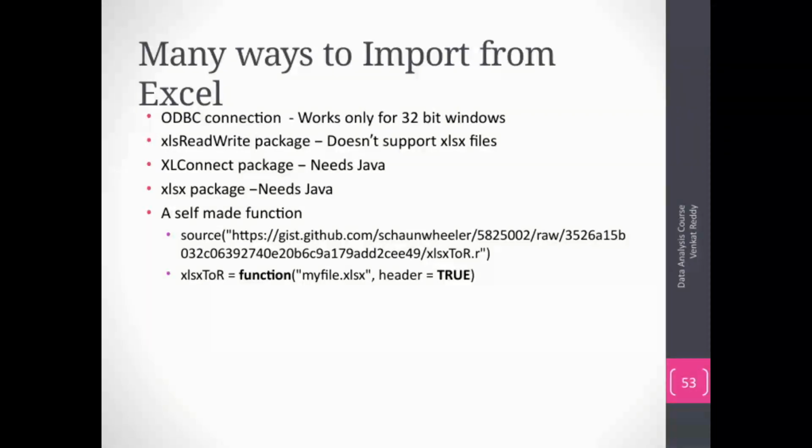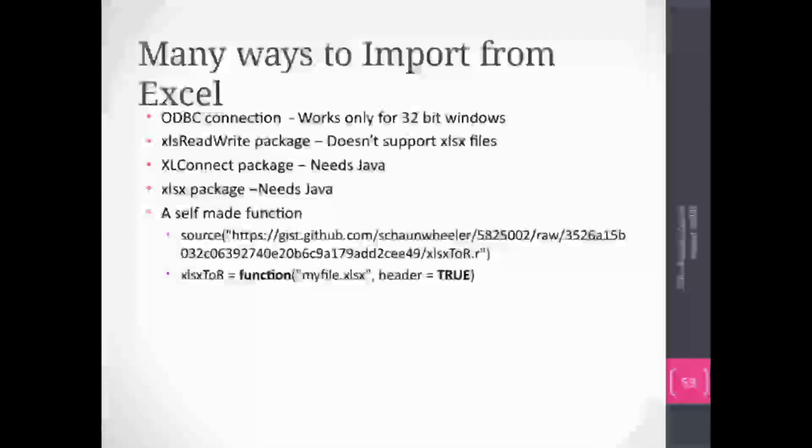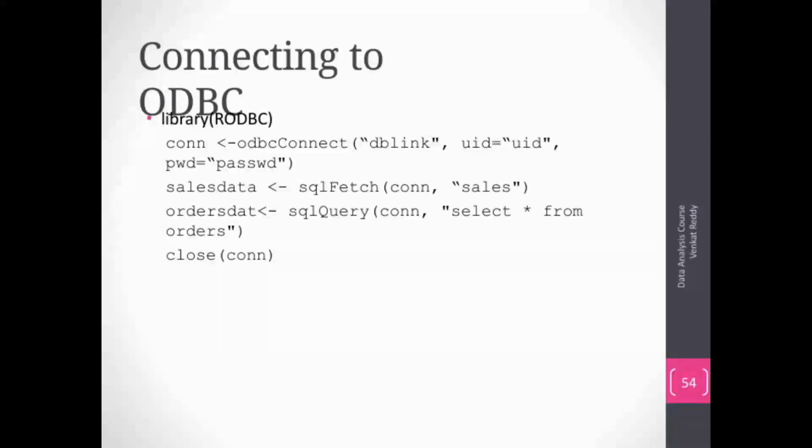Now let's take a look at how we connect to a database using R, specifically through the RODBC package. On this slide, you can see the basic steps involved in establishing a connection, executing queries, and then closing that connection. First, we load the library with library, RODBC. Then, we create a connection object using odbcConnect, where we specify the data source name, or DBLink in this case, along with the user ID and password.